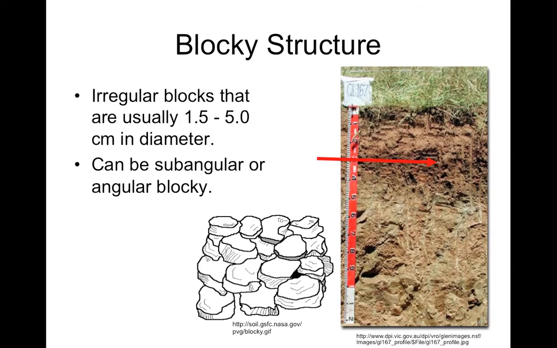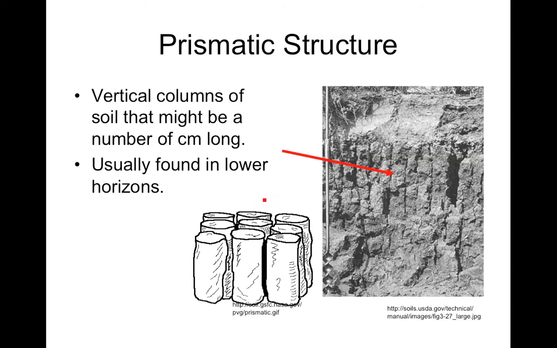Next we have a blocky type structure, and you can sort of see a photo of that on the right hand side and a picture of it here. So we have irregular blocks that are usually 1.5 to 5 centimetres in diameter, so they're really quite large. And they can be subangular or angular blocky, right? Don't necessarily have to be completely rounded. And we can have prismatic structures, vertical columns of soil that might be several centimetres long, maybe several centimetres across, and they're usually found below the A horizon, so a little bit further down into the soil profile.